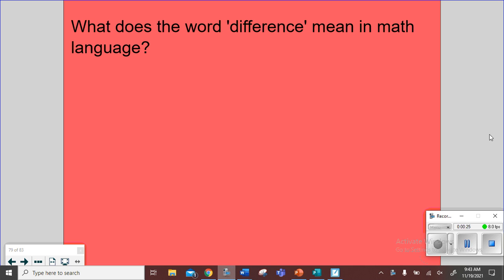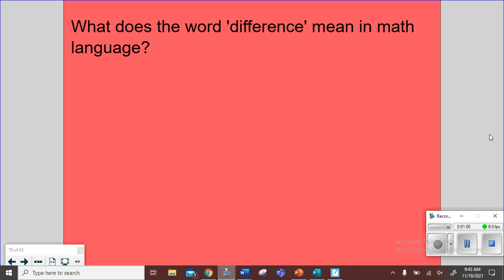And I know we've talked about this. Talked a lot about that word difference. It doesn't quite mean the same thing as describing what's different about something. It's a little bit different in math language. Harper, what does the word difference mean in math language?